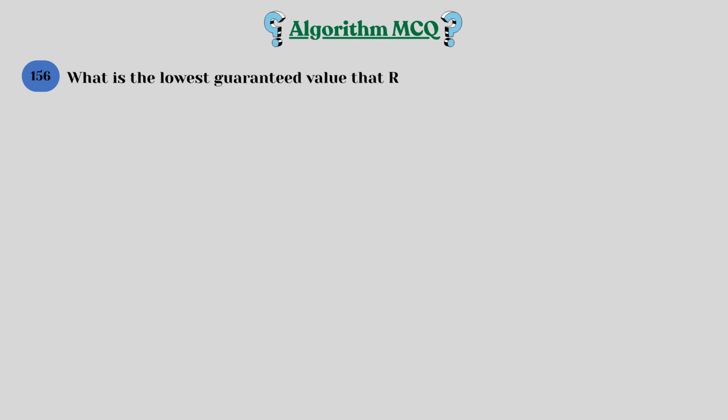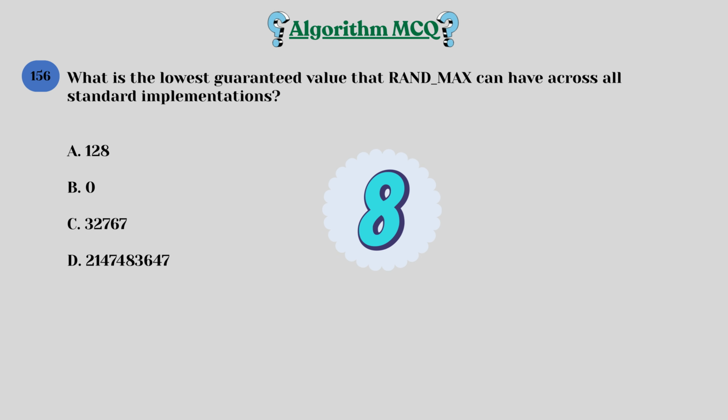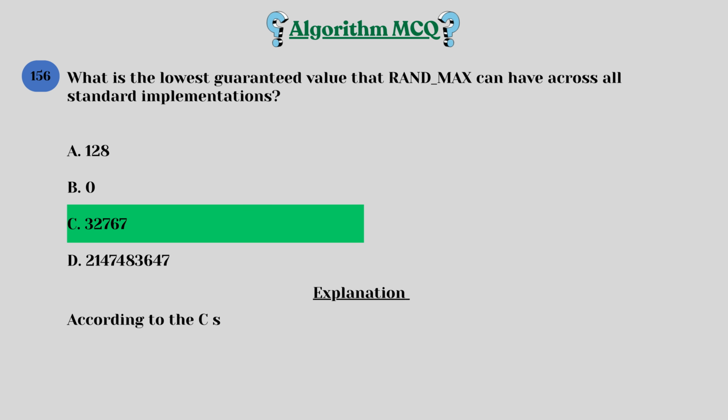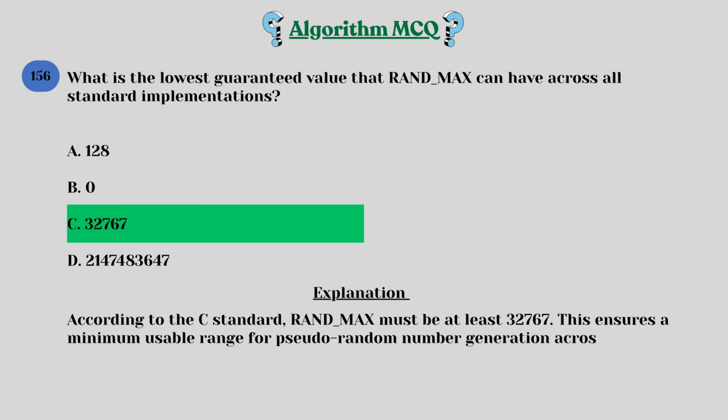What is the lowest guaranteed value that RAND_MAX can have across all standard implementations? Correct answer: 32,767. Explanation: according to the C standard, RAND_MAX must be at least 32,767. This ensures a minimum usable range for pseudo-random number generation across all compliant implementations.